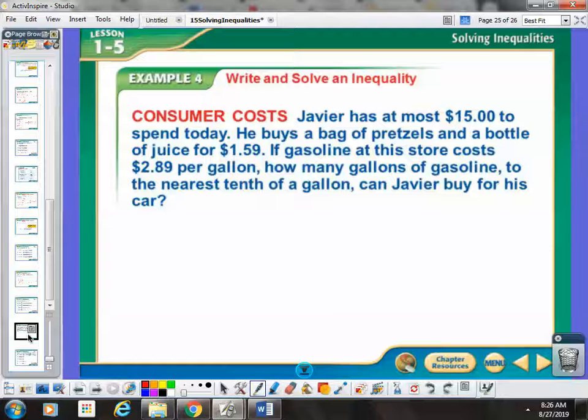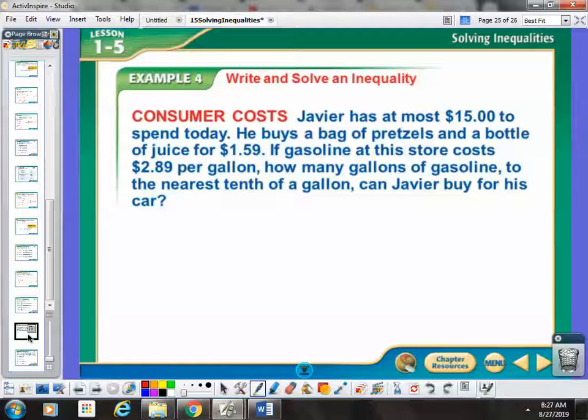Consumer costs. Javier has at most $15 to spend today. He buys a bag of pretzels and a bottle of juice for $1.59. If gasoline at this store costs $2.89 per gallon, how many gallons of gasoline, to the nearest tenth of a gallon, can Javier buy for his car?